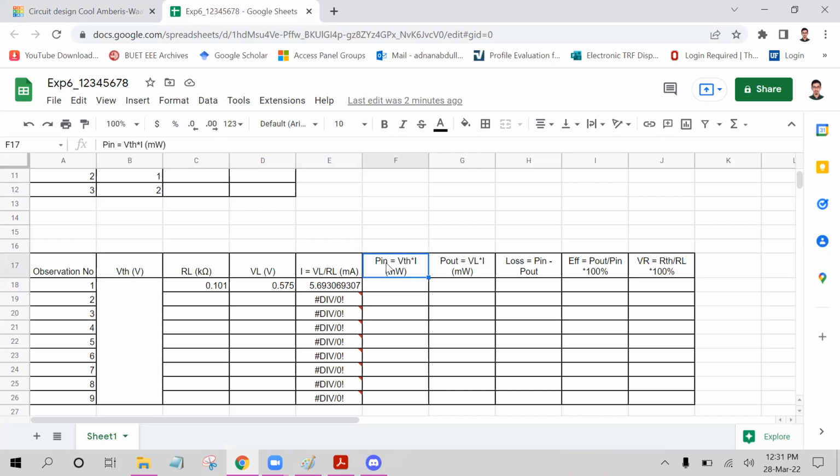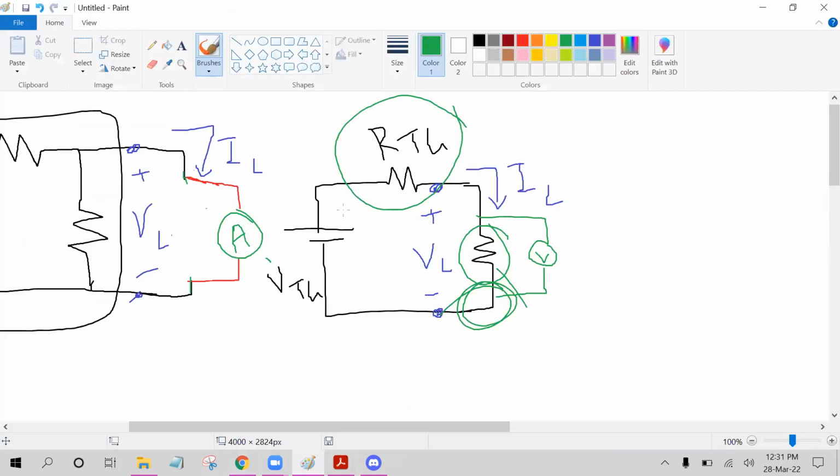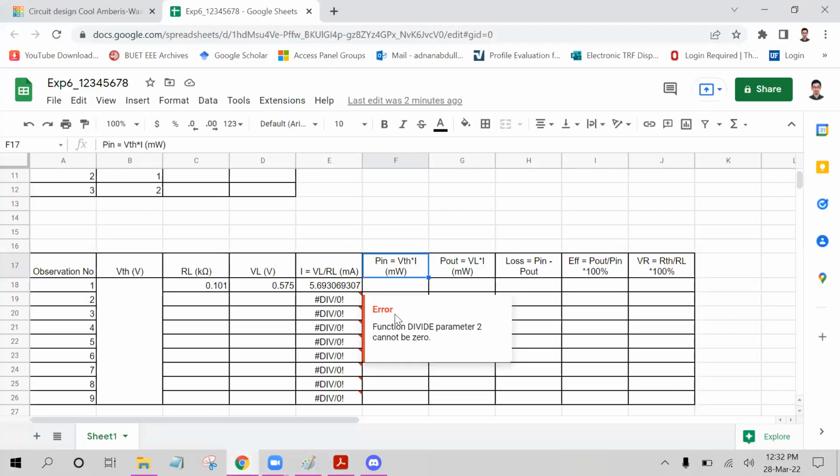Input power. What is the input power? The power that is supplied by this source, right? So how can we measure it? We know the power formula is voltage into current. So for this power supply, the voltage is Thevenin and the current is same as IL, because this is a series circuit. So there is only one single current flowing through the entire circuit. So we can use this formula for calculating input power.